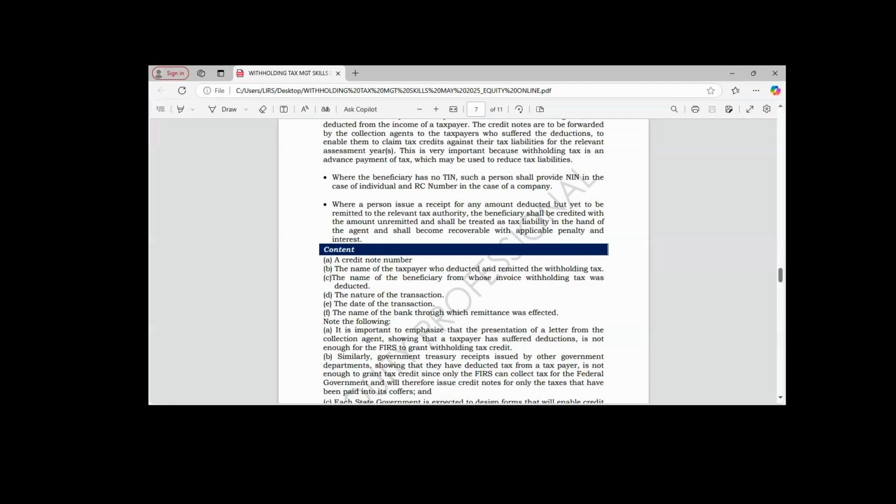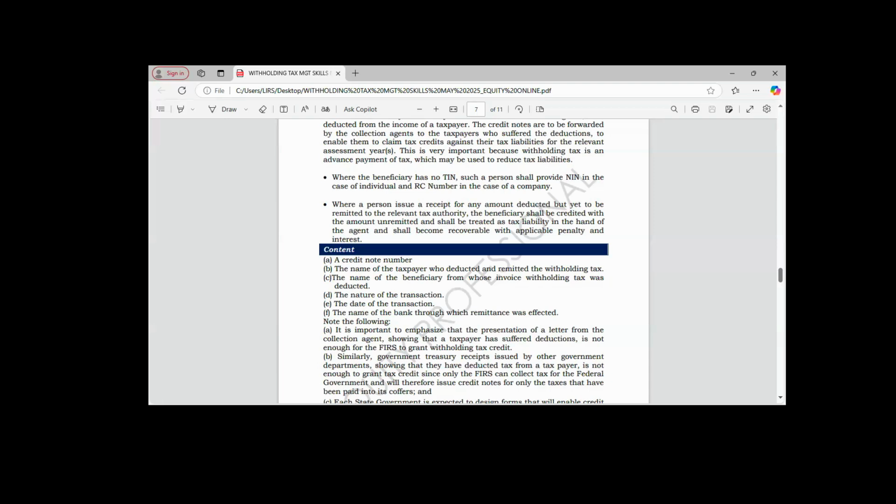So where a person issues a receipt to the relevant tax, the beneficiary shall, yes, this is also part of the new activity. Where for now, somebody has deducted my money. That person that deducted my money is yet to remit it. Because he's yet to remit it, that means I will be unable to get a credit note. So what the law says is that that does not stop me from claiming the withholding tax credit, because somebody has already deducted.